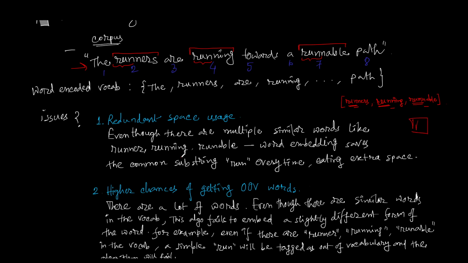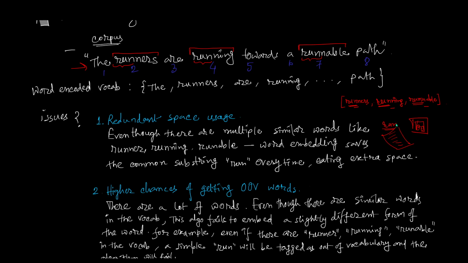The other thing is, suppose this is our vocabulary, and our computer is now looking at new data where we have the word run. This is a very basic word, but the computer won't understand it, as run is not in the vocabulary. Even if runners, running, runnable are all very similar to run, it will completely miss out on understanding what this actually is. So those are the two major shortcomings.